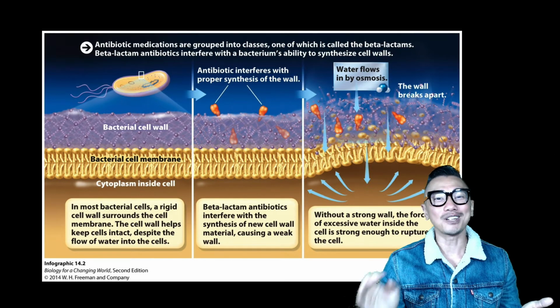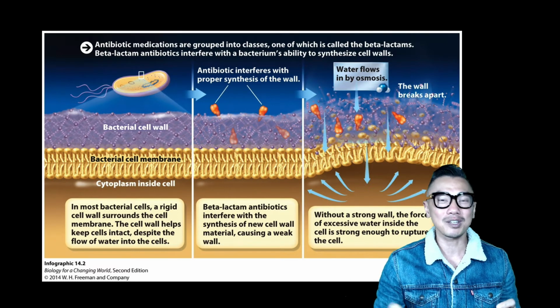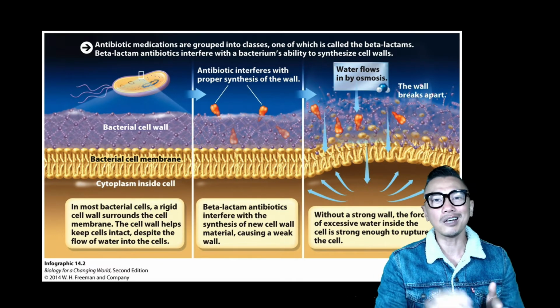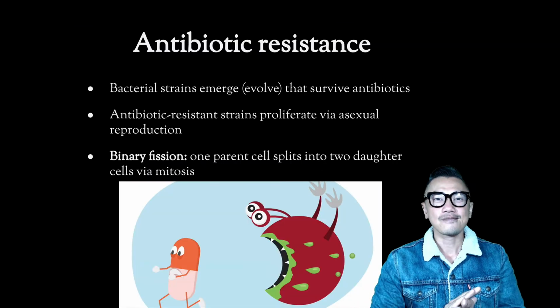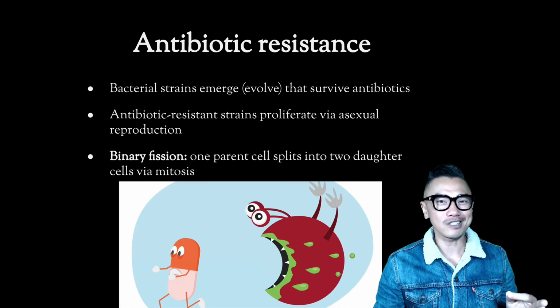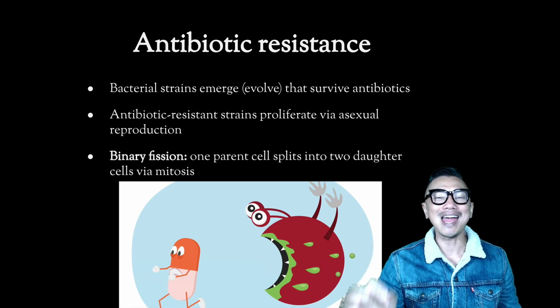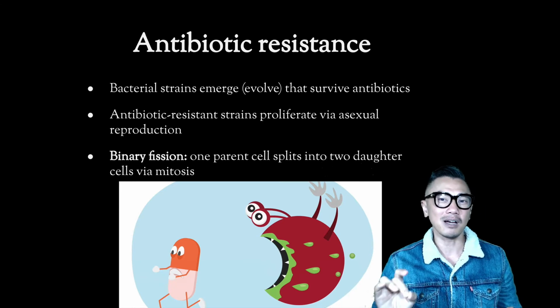This infographic goes into a little more detail about how beta-lactam antibiotics can interfere with bacterial cell wall synthesis and cause bacterial cells to rupture. Evolution is change over time, and through evolution, bacterial strains have developed antibiotic resistance and have been able to survive antibiotic treatment.